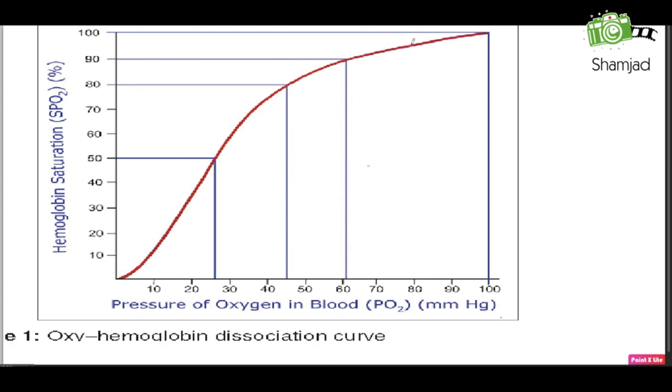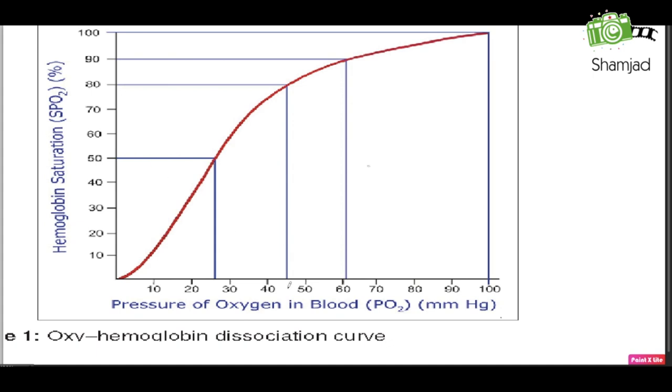It is almost 96 to 100%. But here, as the PO2 is declining from 60 downwards, the SPO2 is falling very dramatically. So if it is 45 PO2, the SPO2 we can see has reached 80. So the hemoglobin is offloading the oxygen.